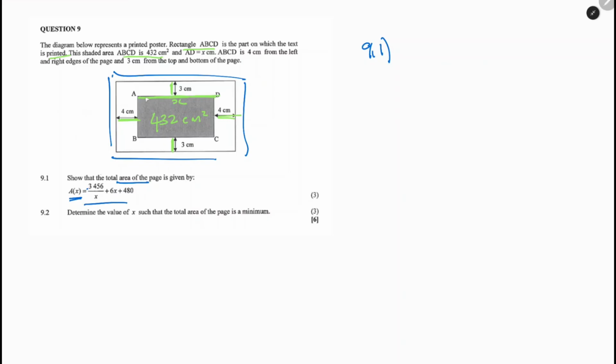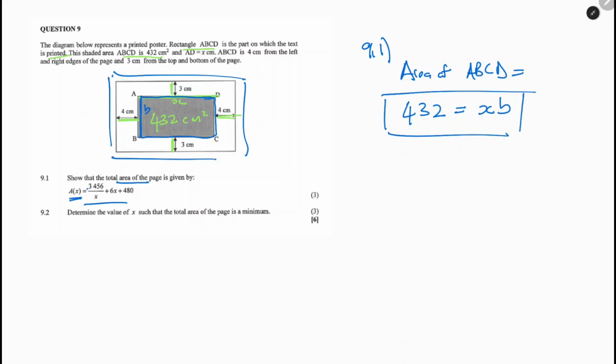Firstly, if this is X, and let's just call this length over here B, then we know that the area of this rectangle ABCD is equal to 432, but that is of course equal to X times B. So area of ABCD is equal to 432, which is equal to X times B. So now I've got one equation here, and I want to isolate B. I'm going to get 432 divided by X is equal to B.